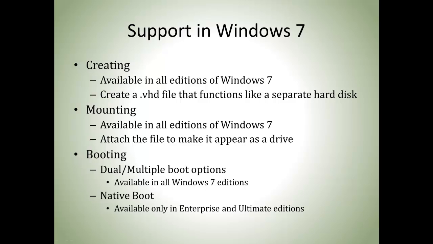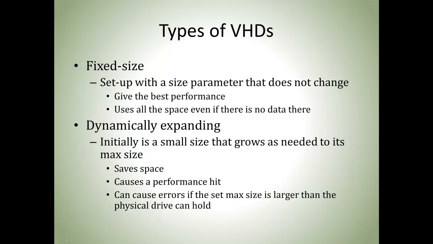The last function you can perform with a VHD is booting to a VHD, and this makes it even more like a normal typical hard drive. Dual boot and multiple boot options are also available in all editions of Windows, and this is simply you have Windows 7 running on your computer. You can then have a VHD running a Linux version, another Windows version, whatever it may be. There's also native boot. This is something that's only available in the Enterprise and Ultimate editions of Windows 7. And what that means is you can literally boot the computer from a VHD file with no other operating systems present on the computer. So in essence, you are booting the computer from a file with nothing there to look at it. And that's a really nice feature.